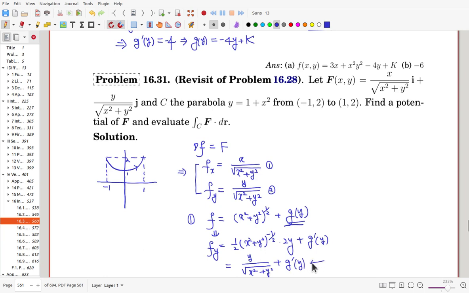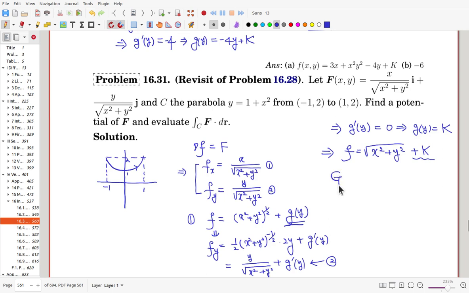Now we compare this with the second equation. Then we can easily see that g prime of y must be 0. That means g of y is a real constant, so we may ignore it when we evaluate the integral. So we conclude here, f is the square root of x squared plus y squared, and you may put k or ignore this portion. Okay, we found a potential.